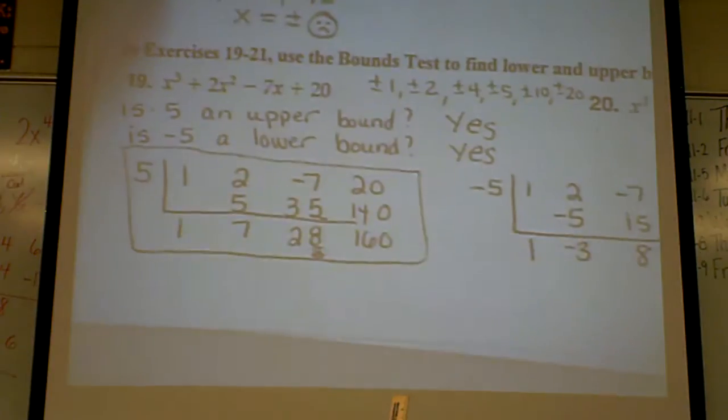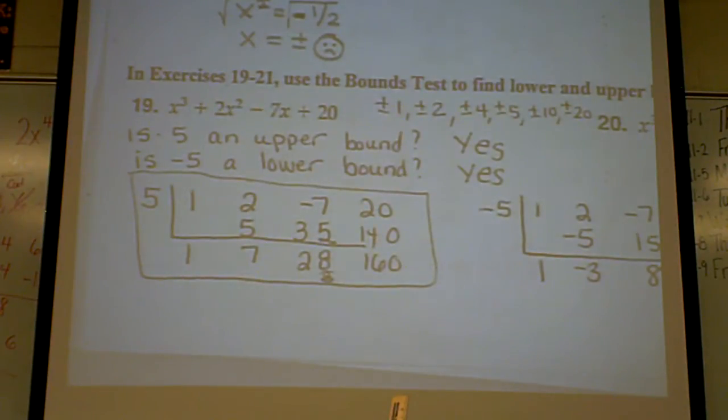What if I ask you this question? Is 5 a lower bound? No. What if I said, is -5 an upper bound? No. Those are trick questions, right? Only positive numbers can be upper bounds and negative numbers can be lower bounds. Everyone got that? Yeah.